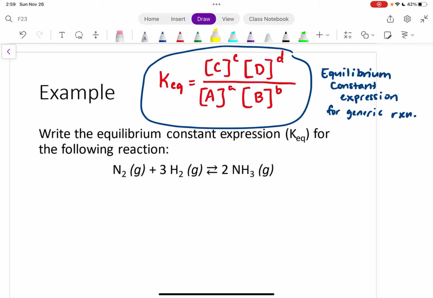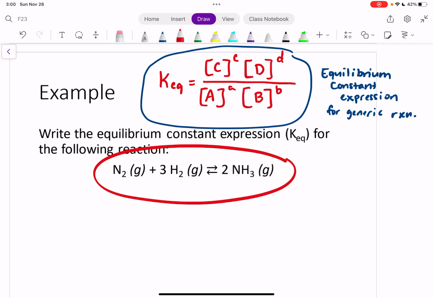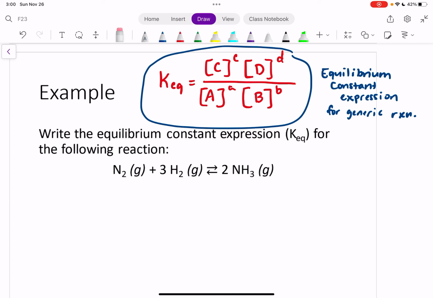So for example, it says write the equilibrium constant expression, KEQ, for the following reaction. And then we have this balanced equilibrium equation where we have nitrogen gas plus hydrogen gas in equilibrium with ammonia gas. Okay, so we want to write our equilibrium constant expression. So I know I'm going to have KEQ on the left of my equation. And then on the right, we need to know the ratio of our concentration for our reactants versus the concentration of our products. So let's try this out.